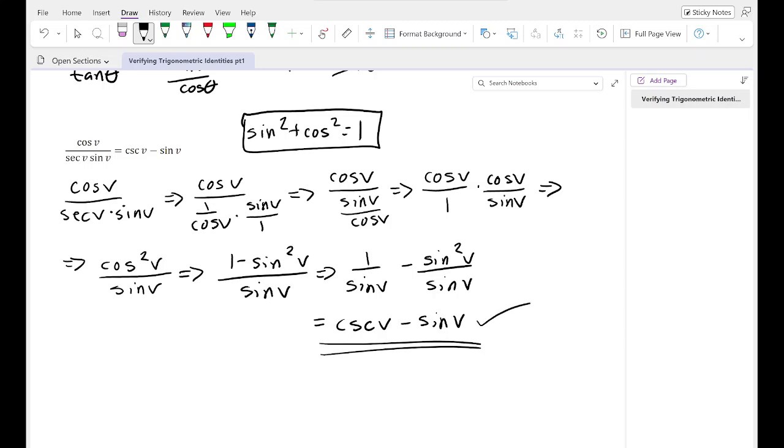Proves that it's true. But you need to remember that this formula up here, sine squared plus cosine squared equals 1, is probably the more important one to remember because it will come up fairly often. Doesn't mean it's the only one that comes up, but it comes up so frequently that you really need to memorize that.